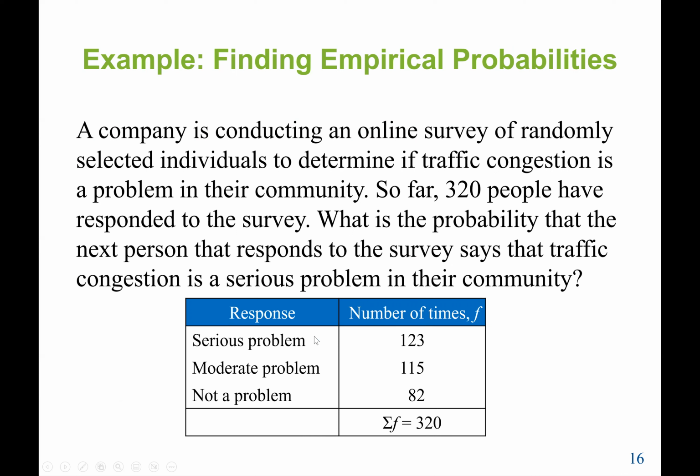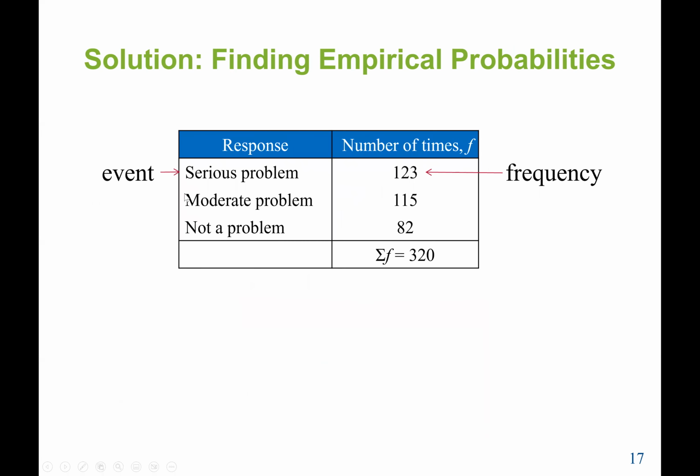So now we can see the difference between classical probability questions, like rolling a die and tossing a coin, which we saw, and empirical probability, based on previous results or events. So here again, the serious problem is 123. So the probability that the next person may say the traffic is a serious problem will be 123 divided by 320, which gives us 0.384.